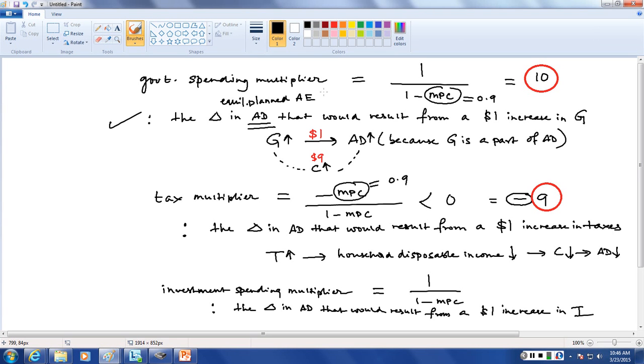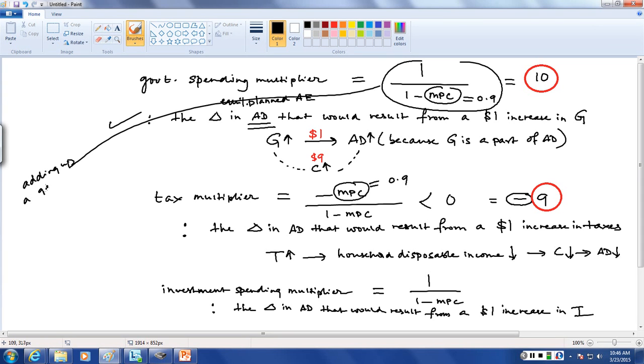So how do we derive this, by the way? We derive this by doing what? By adding up a geometric series to infinity. Is that correct?